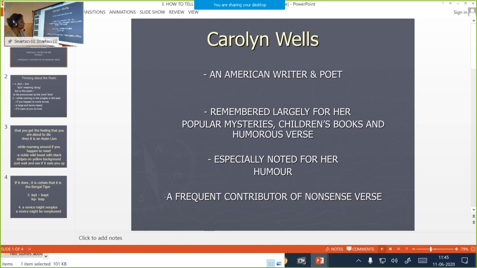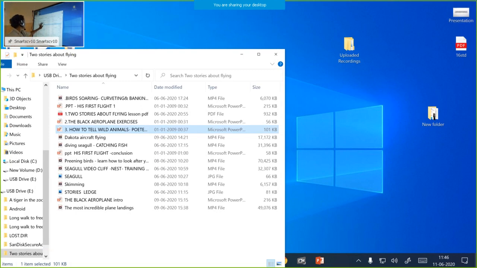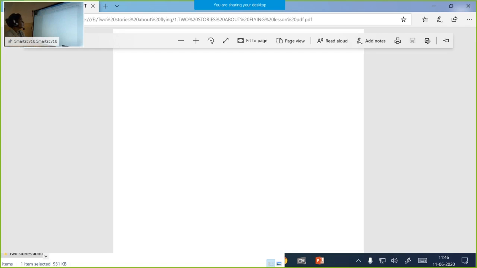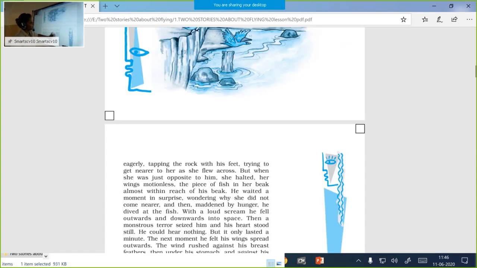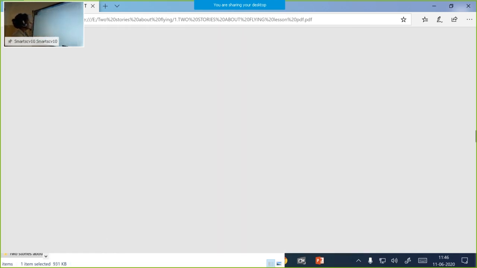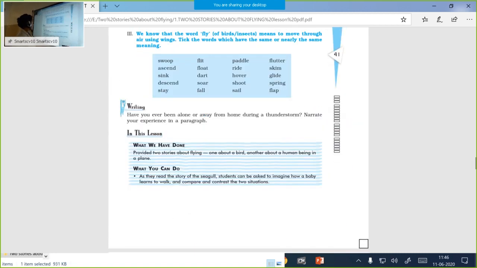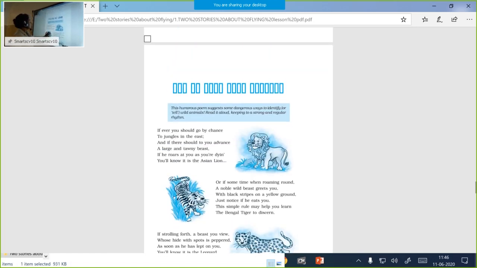And this poetess is especially noted for her sense of humor, and she has written a number of nonsense verses. Nonsense verse is a poem which is written not following any particular pattern, or which doesn't have rhyming words or a rhyming scheme and so on. So it is something which a poet writes from her own imagination, and no particular pattern is followed. So, now to the poem.